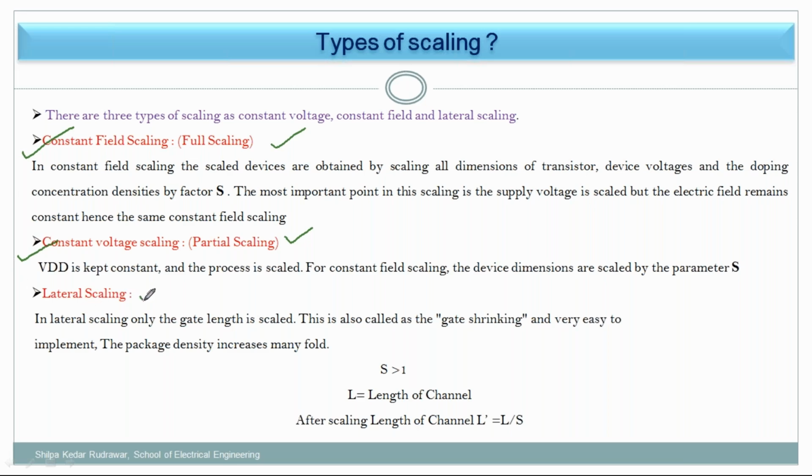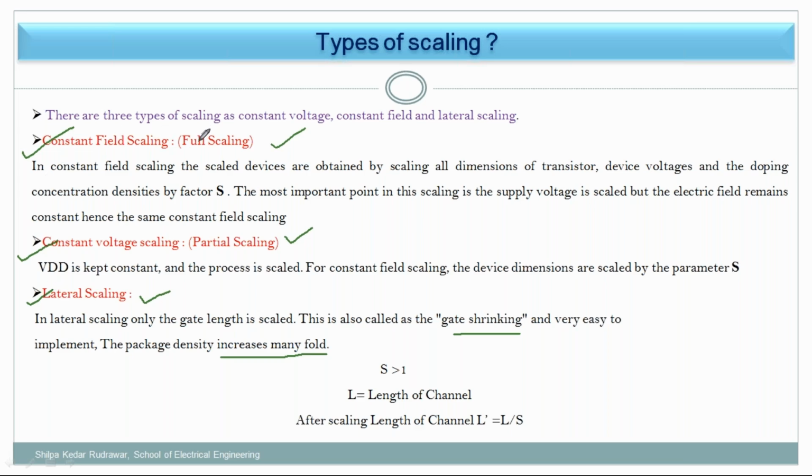Lateral scaling is related only to changing the length of your channel. This we are not addressing. Only gate shrinking is there, and it is normally not used. Here, because the parameters are changing, although it is denser, other parameters are affected. That's why we are not addressing this particular point. This is just to give these as the three points.